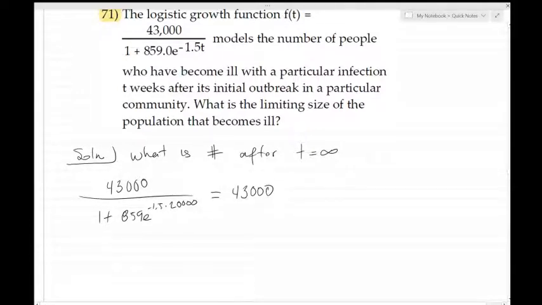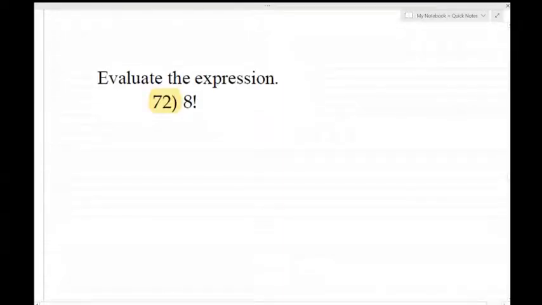So the idea behind the limiting factor is, if you have a population of 43,000 people and you allow everybody to get sick, how many people can get sick? Well, everyone. So 43,000 people will eventually become ill. Okay? So that's the idea behind the limiting factor. Okay? At this point, we're getting into the probability and other things.